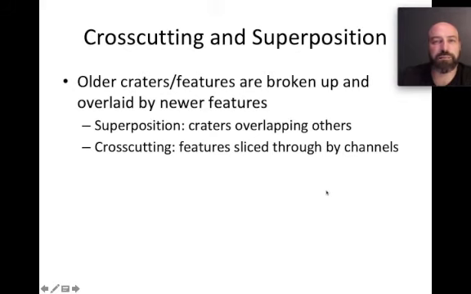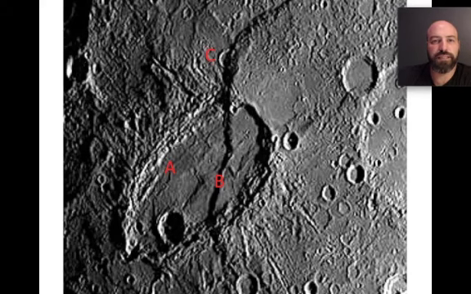Let's talk about cross-cutting and superposition. These are other ways that we can tell the age. Sometimes there are additional features that happened. Superposition is when things are laying on top of each other or overlapping, much like we saw in that last picture, how there are little craters inside a bigger one. And cross-cutting is when you have something that's going across or cutting through, as the name suggests, channeling through different objects. Notice here we can look and try to figure out the relative ages, which one happened first, second, and third in A, B, and C here.